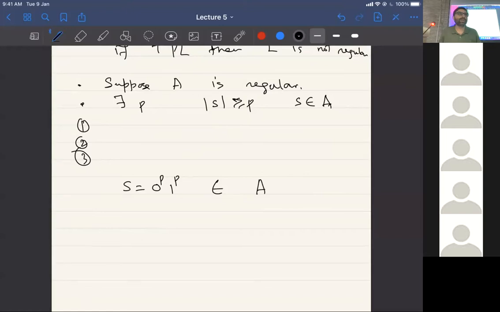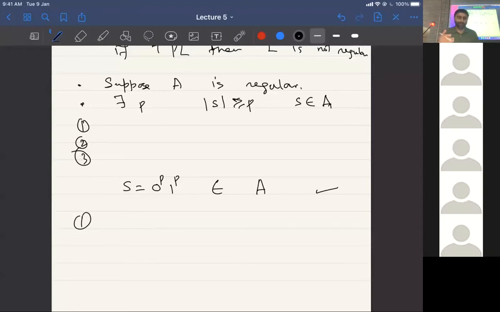Yes or no? Yes, why? First of all, it contains all the zeros before all the ones, and the number of zeros is exactly the number of ones. And the length of the whole string is 2p, which is at least p. So this string is in language A. Now we have 3 conditions. Condition 1, condition 2, condition 3. So let's talk about condition 2.